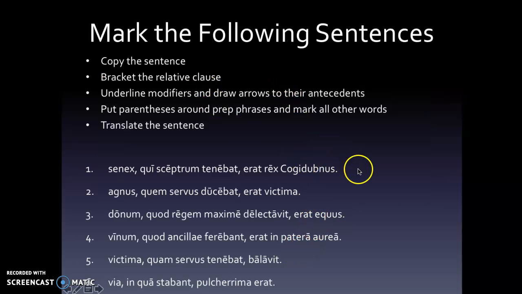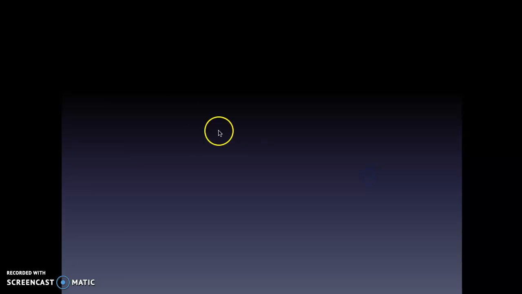All right, let's go ahead and do some practice sentences. Copy down these six sentences. Bracket your relative clause. Underline all of your modifiers and draw arrows to their antecedents. Put parentheses around prep phrases, mark all other words, and translate.